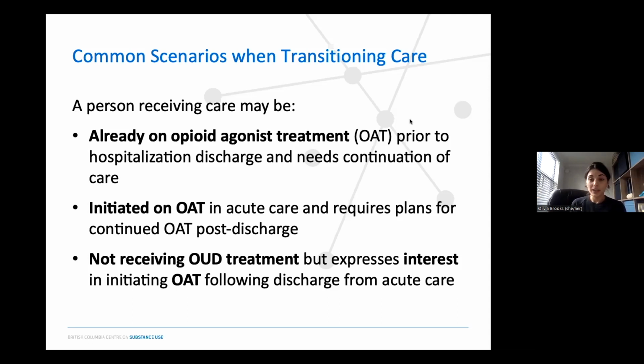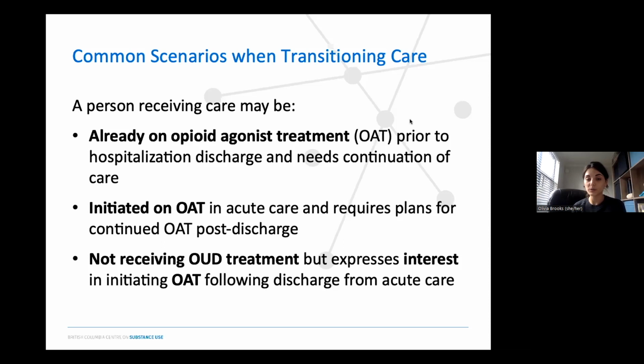Second situation, you might have someone who presented not on opioid agonist therapy, but that was started in acute care. So firstly, good job for you in acute care for starting this life-saving medication. But we want to make sure that we have a good discharge plan so that their OAT can be continued after discharge.